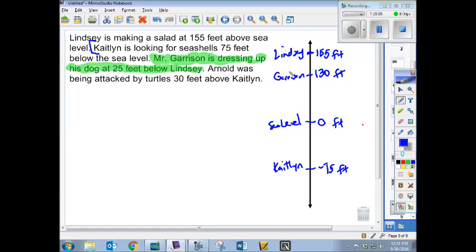Okay. And then finally, Arnold was being attacked by turtles 30 feet above where Caitlin is. Where is Arnold being attacked by turtles? This one's a hard one. This is where I think is the hardest one. Petey? 40. No, negative 40. She said negative 40. Does anybody disagree with that?